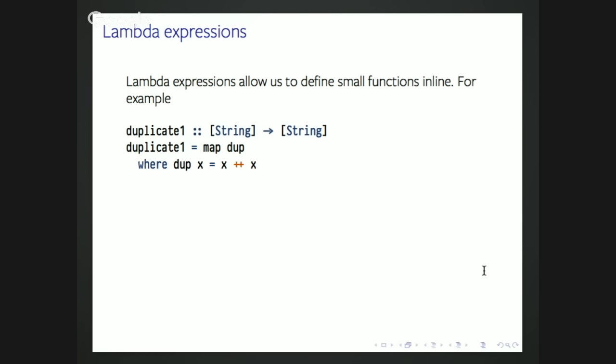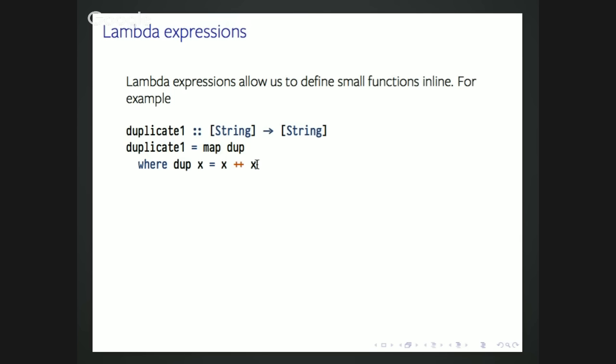Another thing that you'll see is that for very small functions, it gets a little bit weird to use where clauses or let clauses. So here, if I want to duplicate every element in a list, so if I have a list of strings and I return a list of strings, I can map this duplicate function where I take each element of the list, which is itself a string, and I just say x, the string appended to itself.